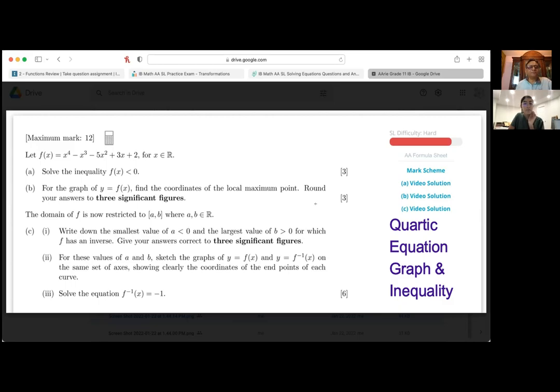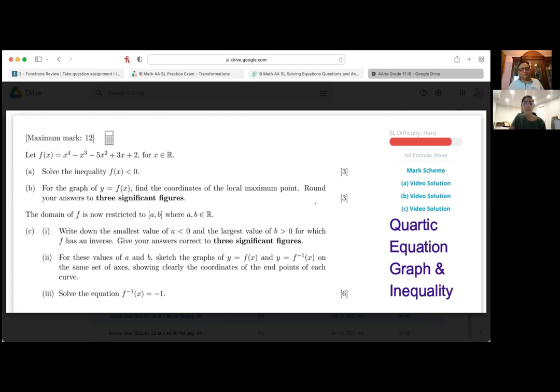Part B: for the graph of y equals f of x, find the coordinates of the local maximum point. Round your answers to 3 significant figures. The next part: the domain of f is now restricted to [a, b], where a and b are elements of the real numbers. Write down the smallest value of a, where a is less than 0, and the largest value of b, where b is greater than 0, for which f has an inverse. Give your answers correct to 3 significant figures.